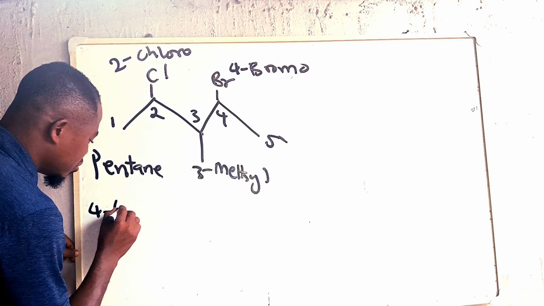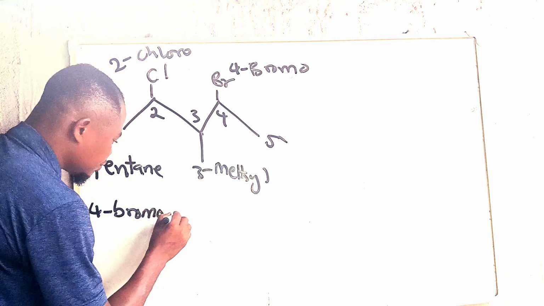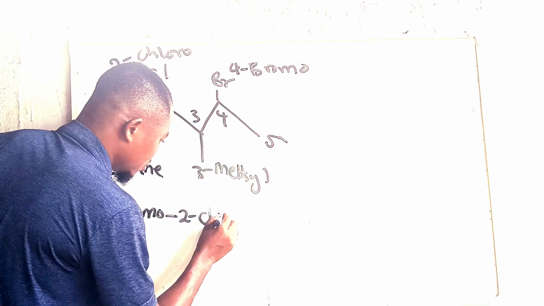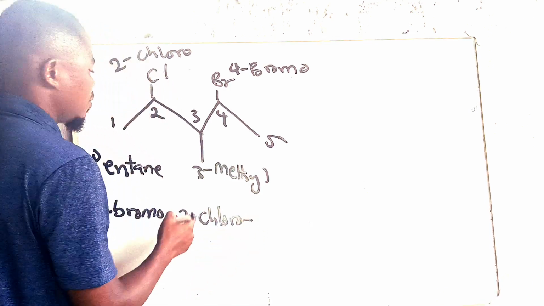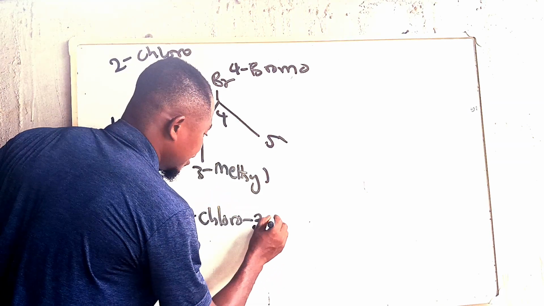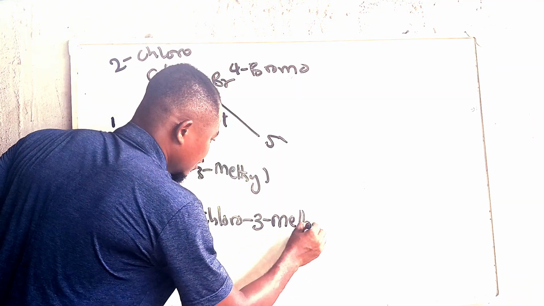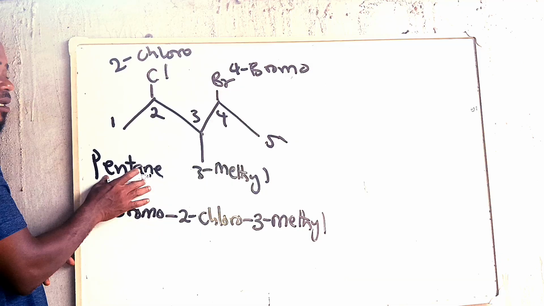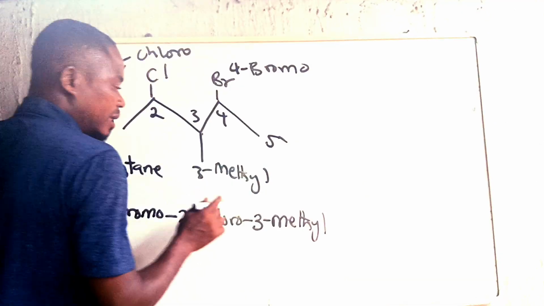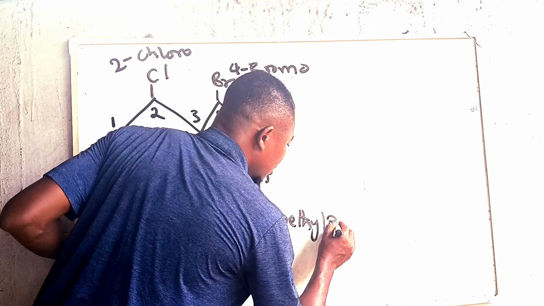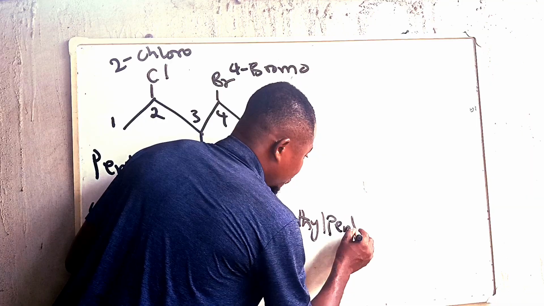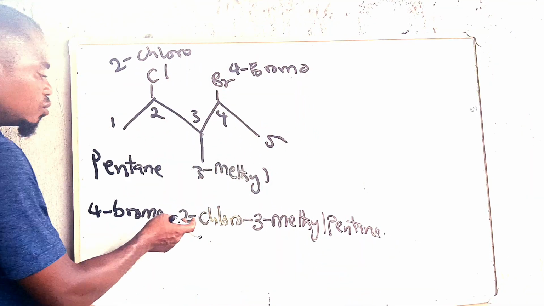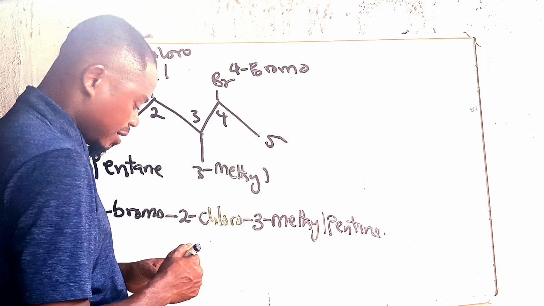4 bromo, 2 chloro, 3 methyl. We have finished naming the 3 substituents. Now we have to add the root hydrocarbon like its own name. And now it is going to be what? Pentane. So the name of this compound is 4 bromo, 2 chloro, 3 methyl pentane.